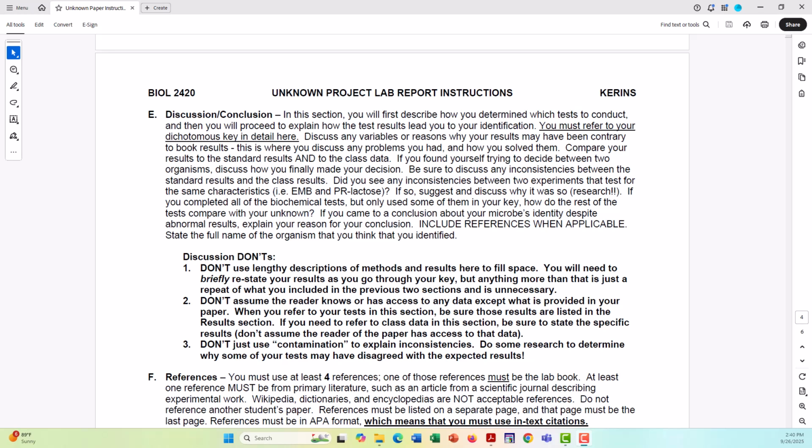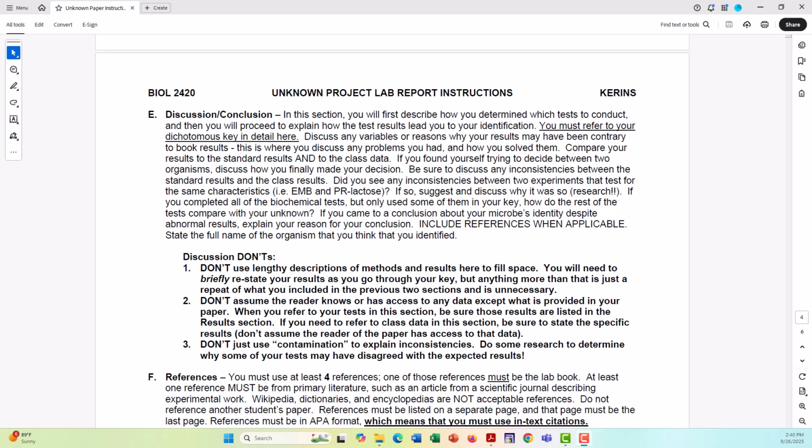If you're going to refer to your tests, which you will be referring to in this section, the tests that you did, make sure the results of those tests are in your results section. Again, I've had students talk about tests in this section that are not in their results section, and I had no idea that they had even done those tests. So, again, any test that you did should be in that results section so that when you want to talk about them, you can talk about them here.